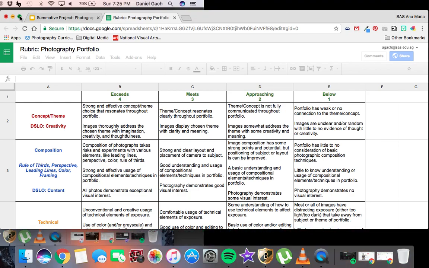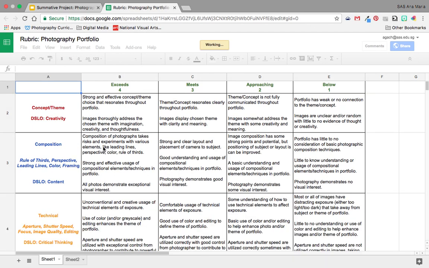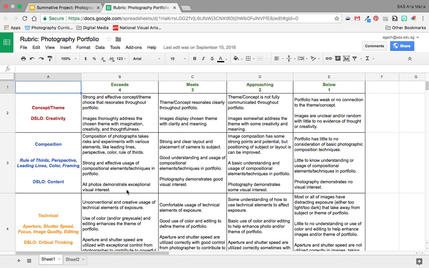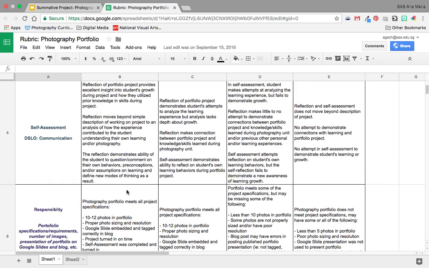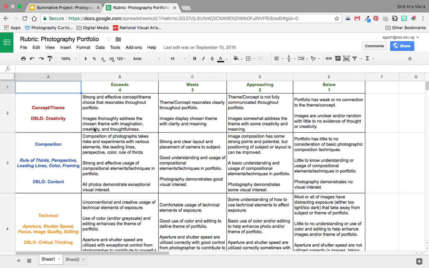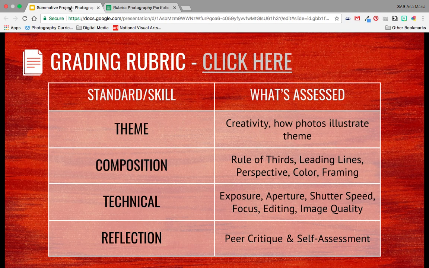If you click on the presentation and you open up the rubric, this is what it looks like here. So you can really get a much better, more detailed breakdown of what I'm going to be grading you on. Okay. So just one sheet here. If you want to just take some time and look over that so there's a bit more detail.